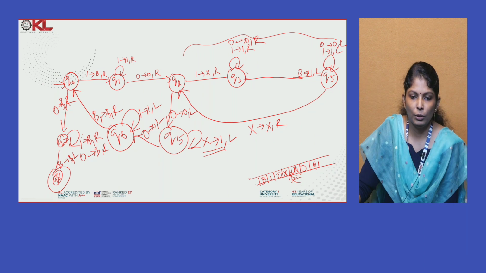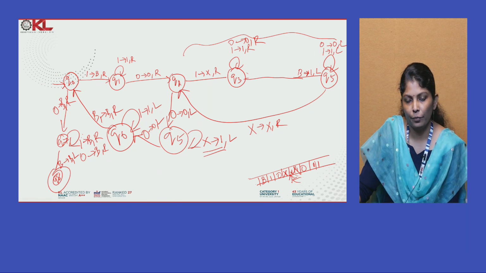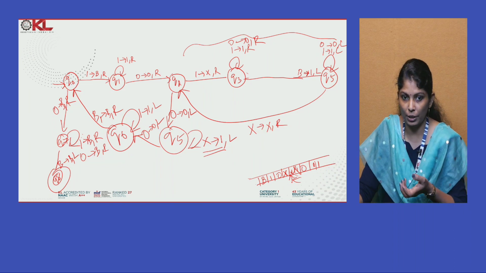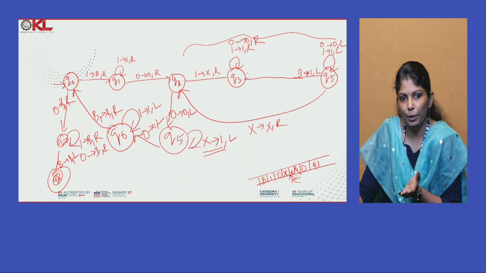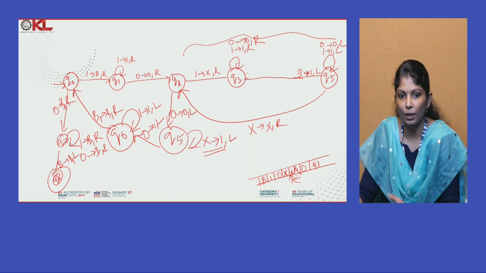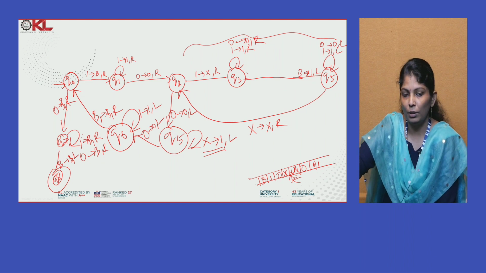So that is how we can use the Turing machine for computing some functions. Turing machine can be used as an acceptor, and at the same time it can be used for computing functions as well. That is all about this section.